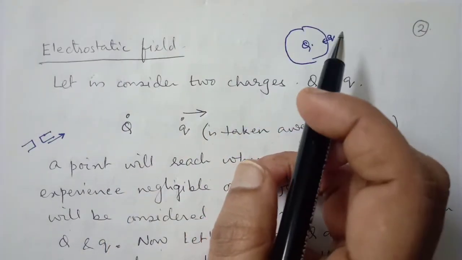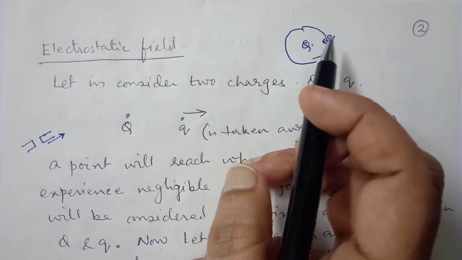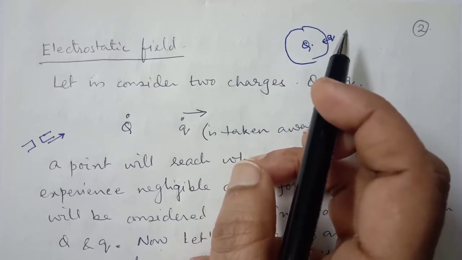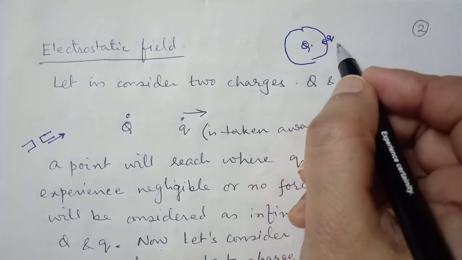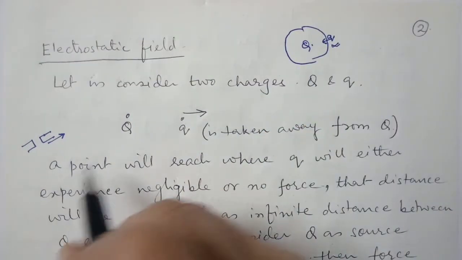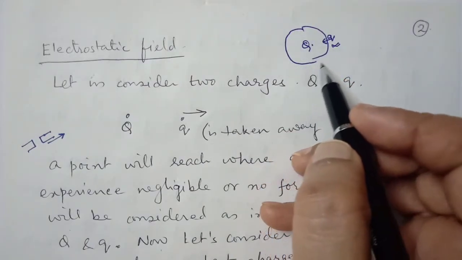When the charge q enters inside it, it will experience force. If it goes beyond it, it will not experience force, meaning the distance will be considered infinite for it. And hence I can say the field of charge Q is within this region.